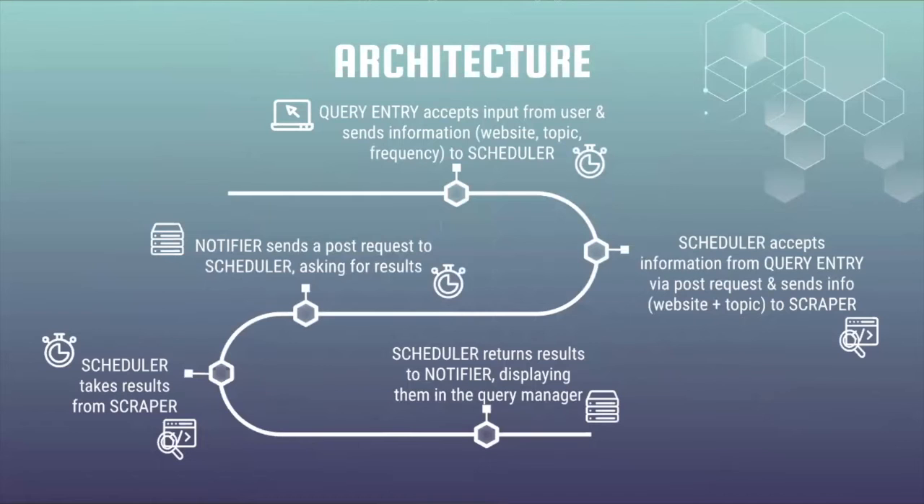So the architecture of our four systems. Each of the four systems ran on their own server that we all had to run at the same time. First off, we have the query entry accepting information from the user, and that information is sent to the scheduler. After the scheduler accepts that information via a post request, it then sends that info, specifically the website and topic, to the scraper. Later on, whenever a user needs something, the notifier will send a post request to the scheduler asking for the results. When we ask the scheduler for results, it takes the results from the scraper that goes through the website. Then the scheduler returns all the results to our notifier, which will display them all in the query manager.